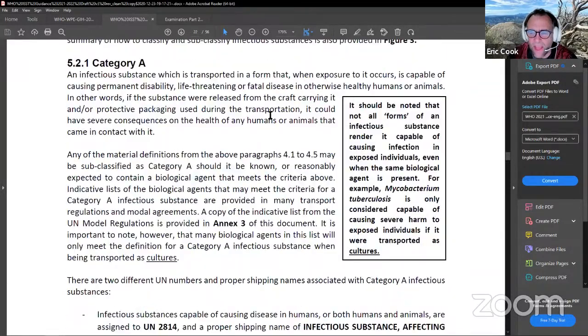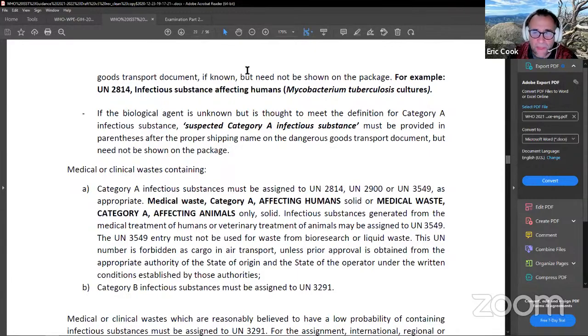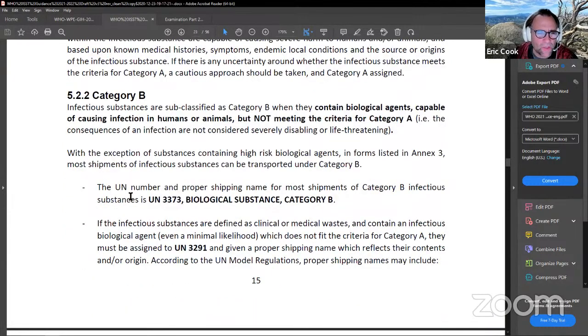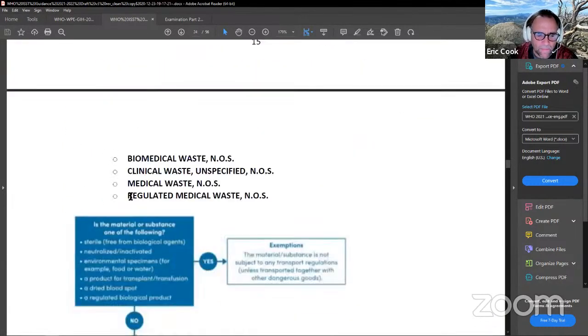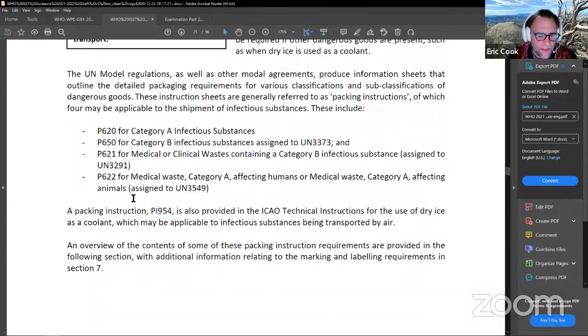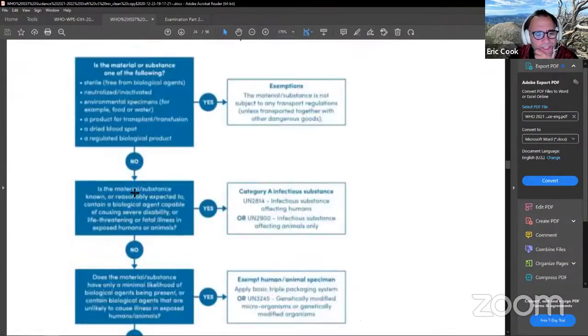So we have category A. You can read through that. That talks about what category A is. And we have category B, and then we have medical waste that is defined. And then we have category B, 522 is category B. And then we have, oh, wait, they didn't have it in here. They should have listed it.